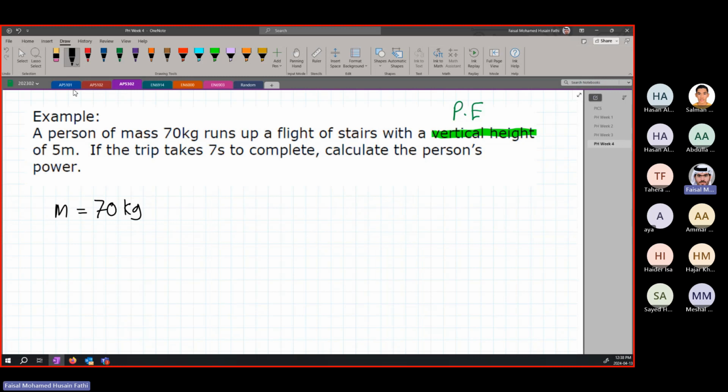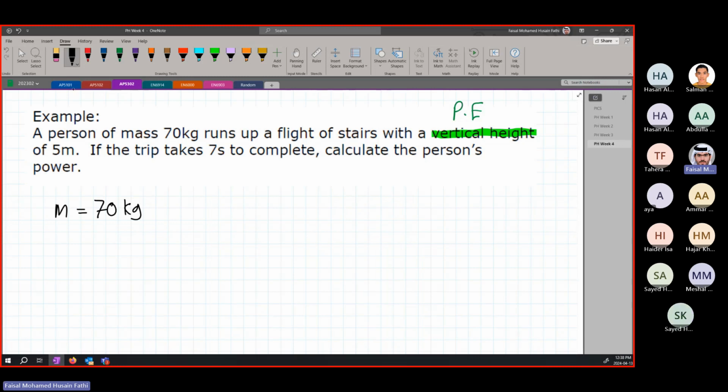Okay. So again, a person of mass 70 kilograms runs up a flight of stairs with a vertical height. So we know that there's potential energy because we're moving vertically of 5 meters. So we know that H is equal to 5 meters. If the trip takes 7 seconds to complete, calculate the person's power. So what are we trying to find? We're trying to find power. All right. We know that time is 7 seconds.